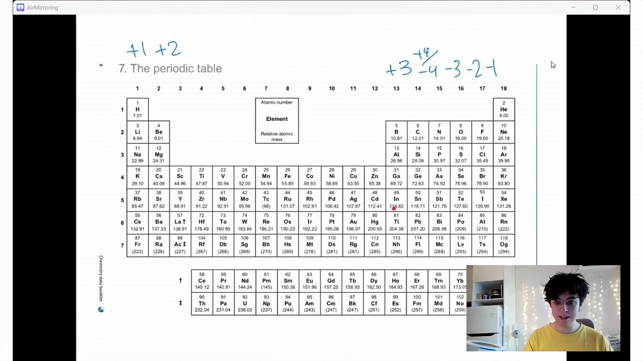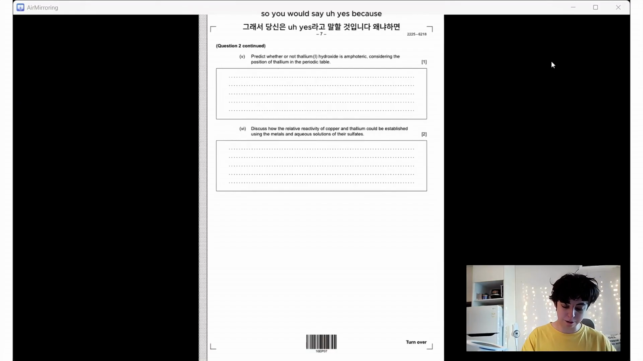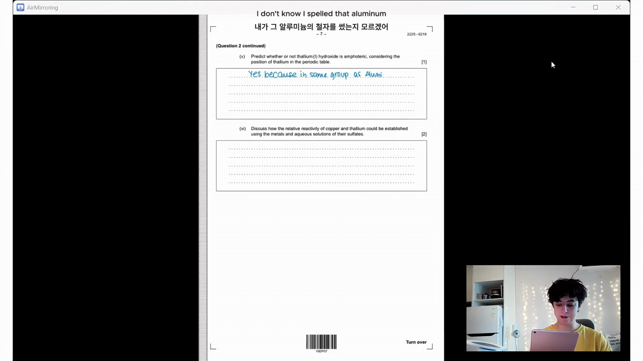Okay, and so if you look at thallium, it happens to be in the same group, 13. Is that enough to be evidence that it might be amphoteric? Well, let's just predict. So, yeah, that is exactly what they're looking for. So you would say yes, because in same group as aluminum, which is amphoteric. I don't want to write out amphoteric, so we're going to leave it there. Okay, so that would be that one.